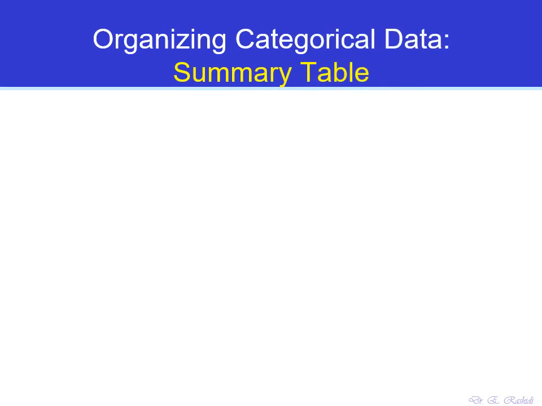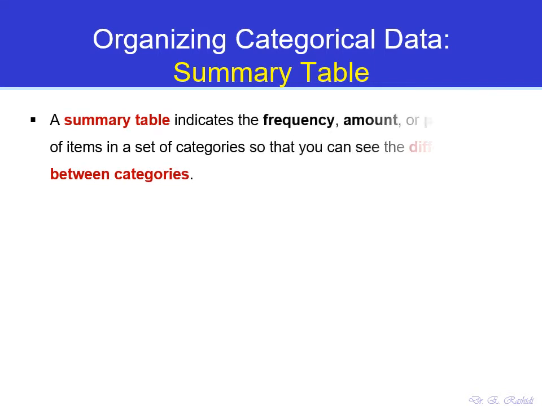How to organize categorical data using a summary table? Well, what is a summary table? A summary table is just a table that summarizes the amount or frequency or the percentage of each category in a set of categorical data so that we can see the differences between each category. Let's see an example.